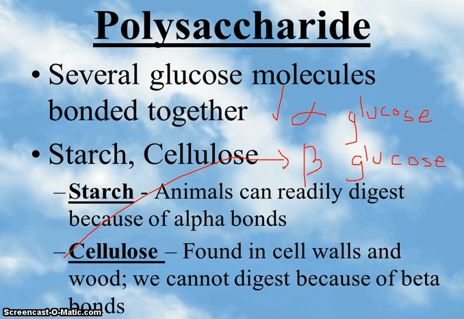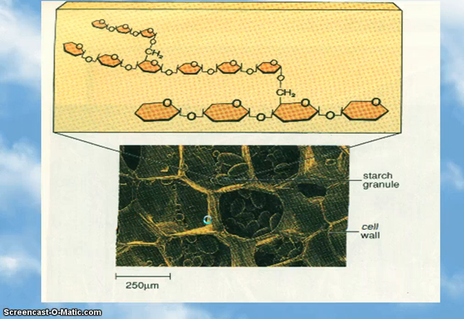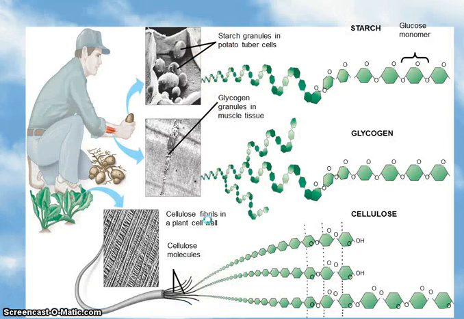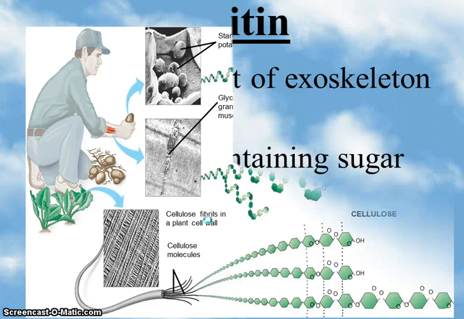We can't break down the beta bonds between two beta glucoses, so we cannot digest cellulose. We can break down the bonds between alpha glucose, so we can break down starch. And this is just showing you how they branch out, and again, it's just made up of bonded glucoses. We have starch, we have glycogen, which is animal starch, and then we have cellulose.